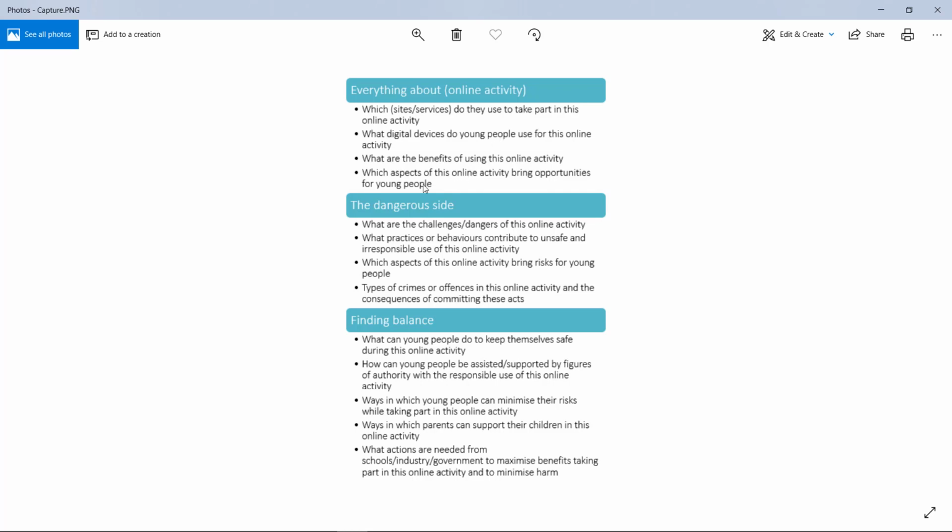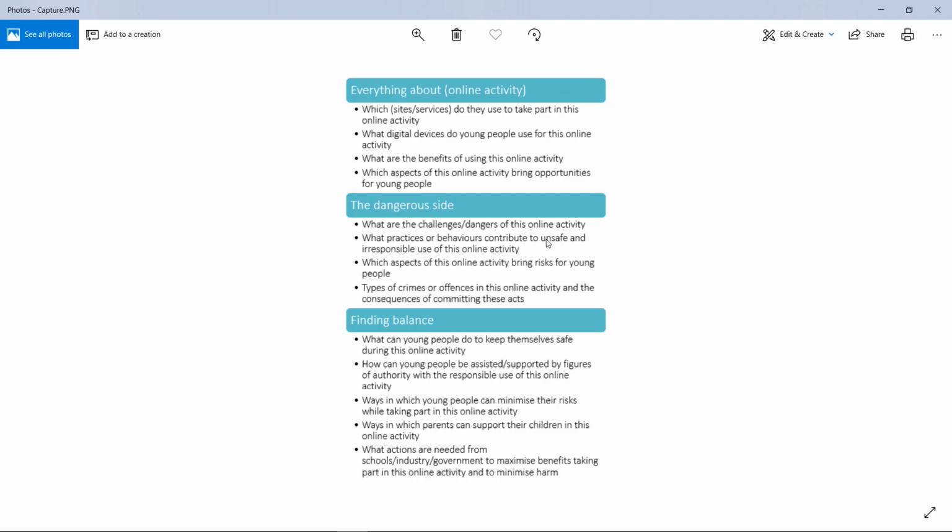All right. Then the dangerous sides. All the challenges and the dangers of this online activity. So you basically need to step into the shoes of a parent that is worried about their teenager and saying why they should not be doing this. So what practices or behaviors contribute to the unsafe or irresponsible use of this online activity? So what behaviors or what practices actually make this unsafe?